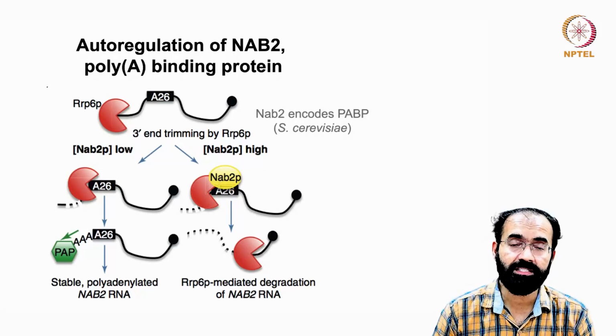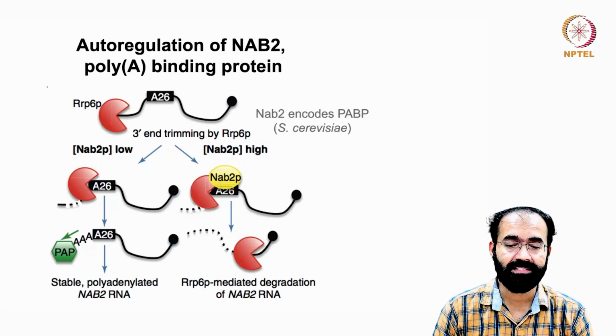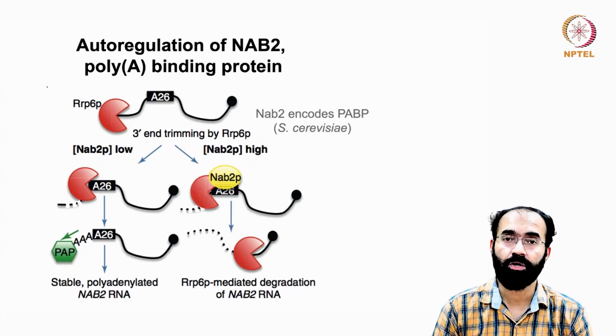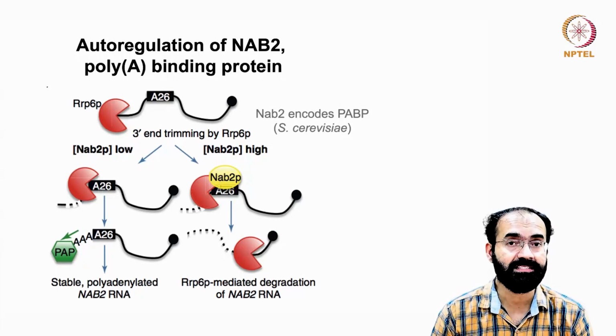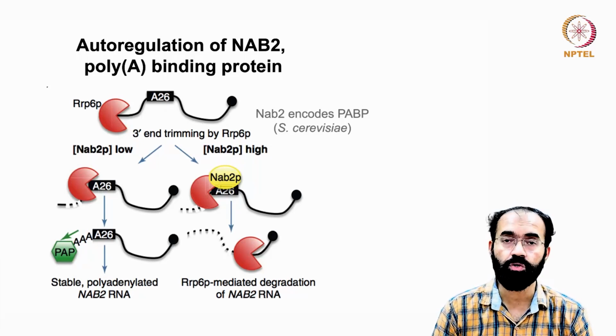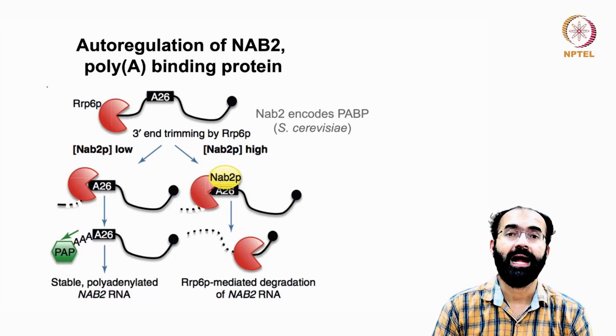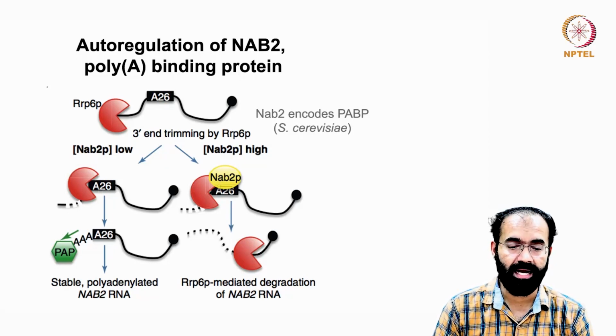Now, if NAB2P is low, trimming is happening by RRP6P, and it will come up to the A26 region. But remember, NAB2P is low. It is not available for binding, because unless the level of NAB2P is high, it is not going to bind down to A26. So what happens? No more binding is happening, and once it has reached A26, that can be a signal for the poly A polymerase. That means addition of the poly A tail can continue, and this will make a stable polyadenylated NAB2 RNA. So this trimming will continue.